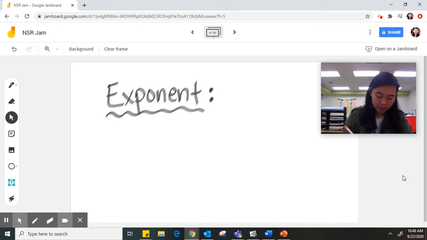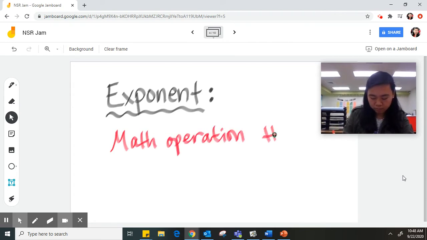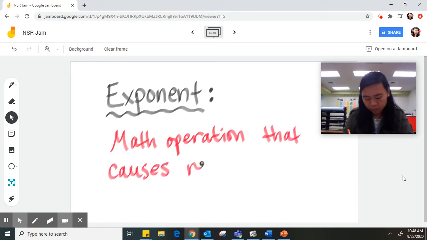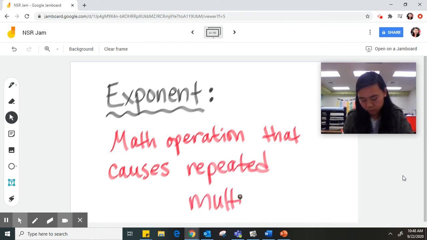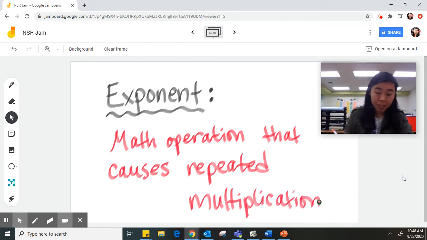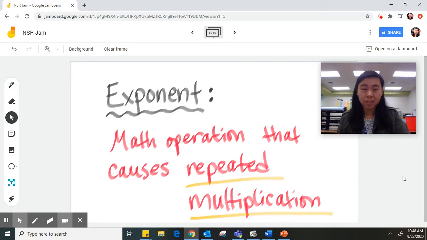An exponent is a math operation that causes repeated multiplication. All right, and the key word for this definition is repeated multiplication. Some of you guys want to add, some of you guys want to subtract, or just do a single multiplication. This is repeated multiplication, and you'll see that in some of our examples. So exponent, math operation that causes repeated multiplication.